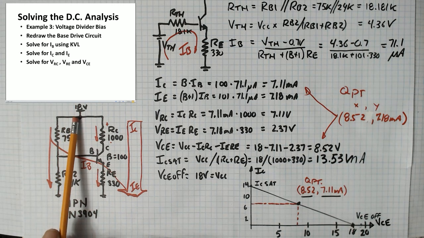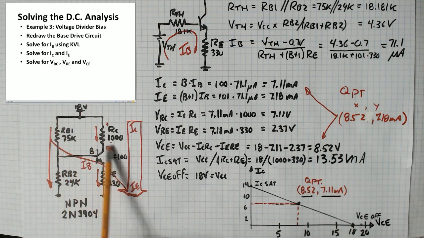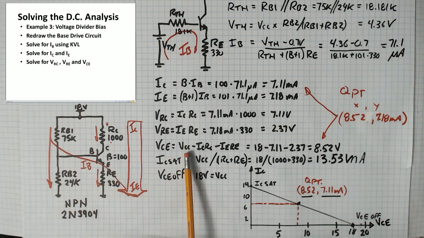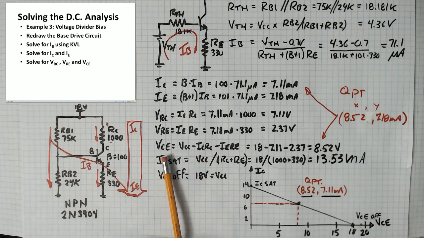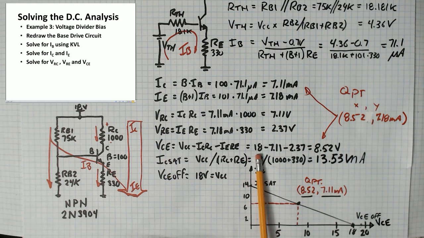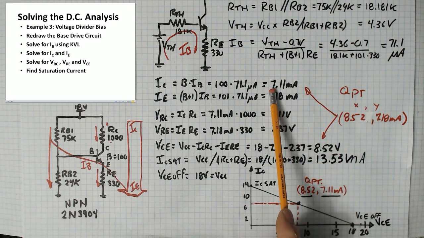We started at 18. The rest of it has to be across the transistor. So to solve for VCE, we take the 18 volt supply voltage and we subtract the 2 voltages across the resistors, and that leaves us with VCE. So that would be 18 minus 7.11 minus 2.37, and that comes out to 8.52 volts. Now we've got all the values we need to plot an operating point on this graph. We've got the VCE and we've got the IC.